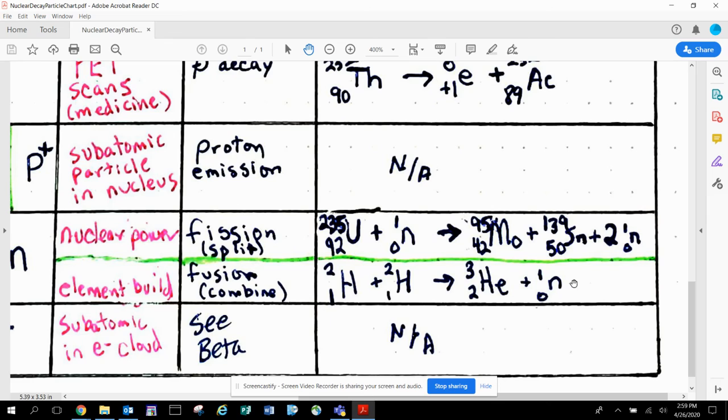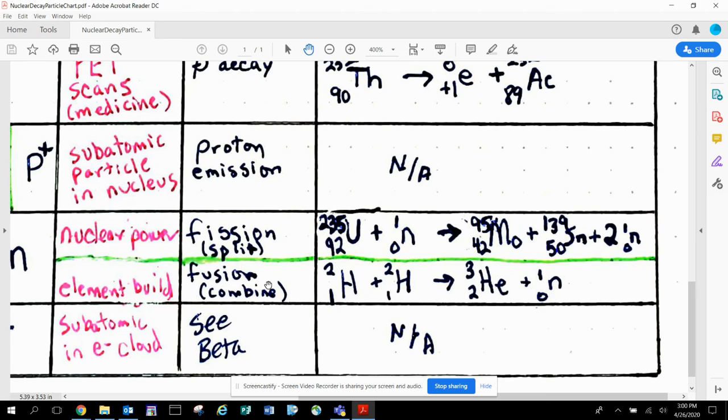So let's look at the math on this real quick. So 235 plus 1 is 236 equals 95 plus 139. So that's 234 plus 2 times 1 is 236. So that coefficient gets multiplied, so that there's 2 on top over here. So 95 plus 139 plus 2. So the 236 on the right side. And then on the bottom, it's 92 plus 0 equals 42 plus 50 plus 0, 2 times 0. So that's 50 plus 42 is 92.